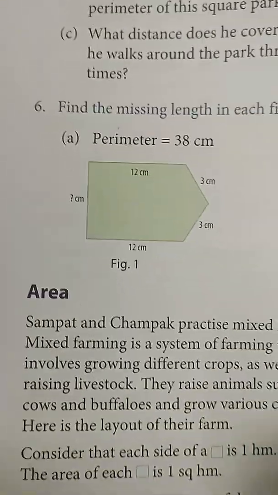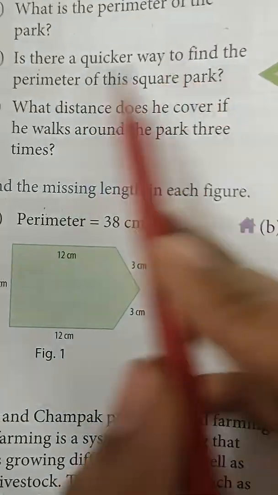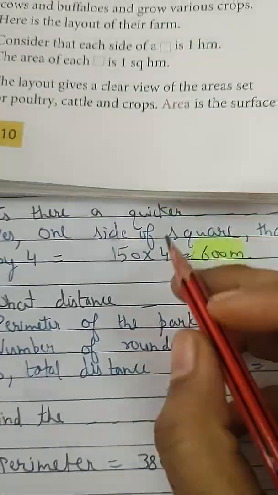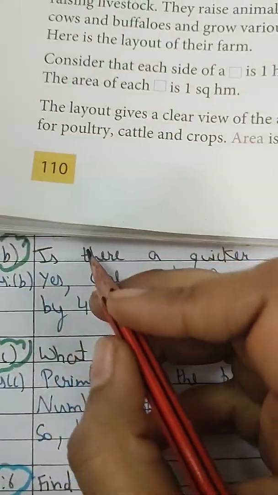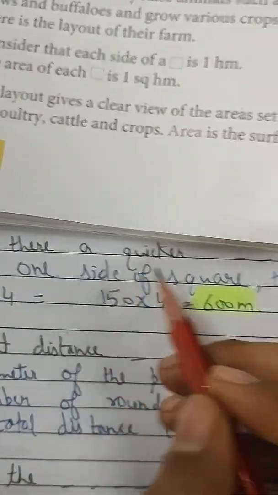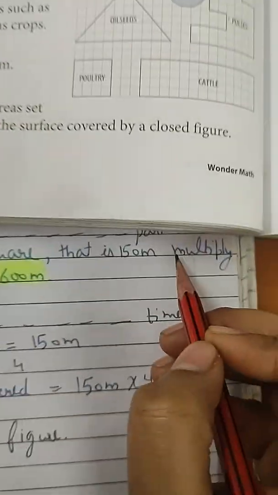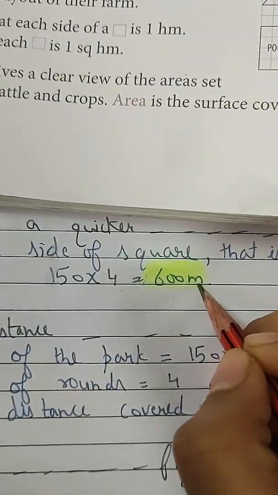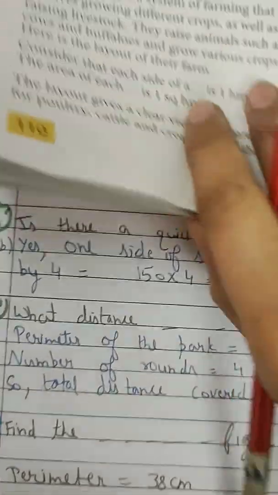Now the question number 2: is there a quicker way to find the perimeter of the square park? Yes, there is a quicker way to find out the perimeter of the park. One side of the square, that is 150, multiplied by 4. So 150 multiplied by 4 is equal to 600 meters. So that will be also the same.